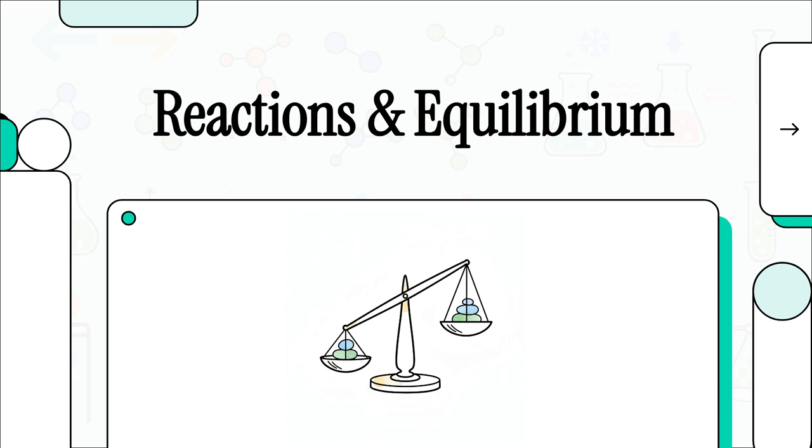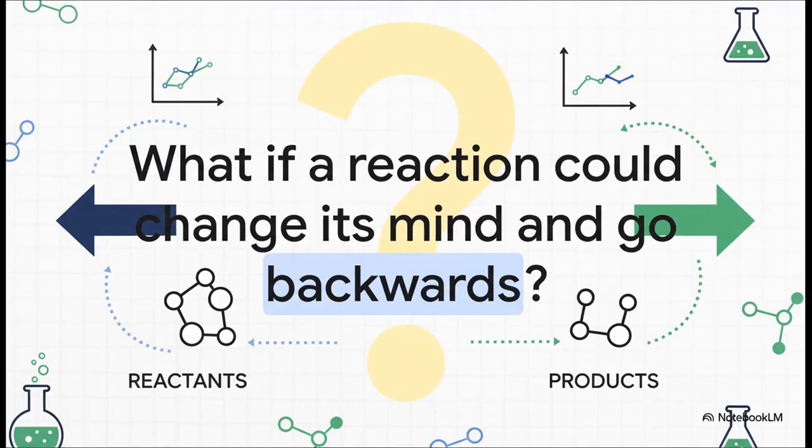Let's get into it. So think about most of the reactions you've learned about. They're pretty much a one-way street, right? Reactants become products, and that's the end of the road. But what if it wasn't? What if those products could actually turn back into the very things that made them? Well, that's the whole idea behind a reversible reaction, and it's what we're tackling today.